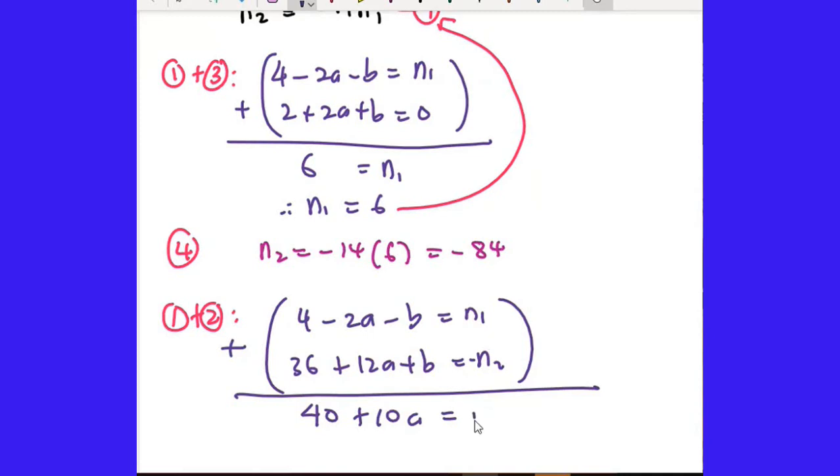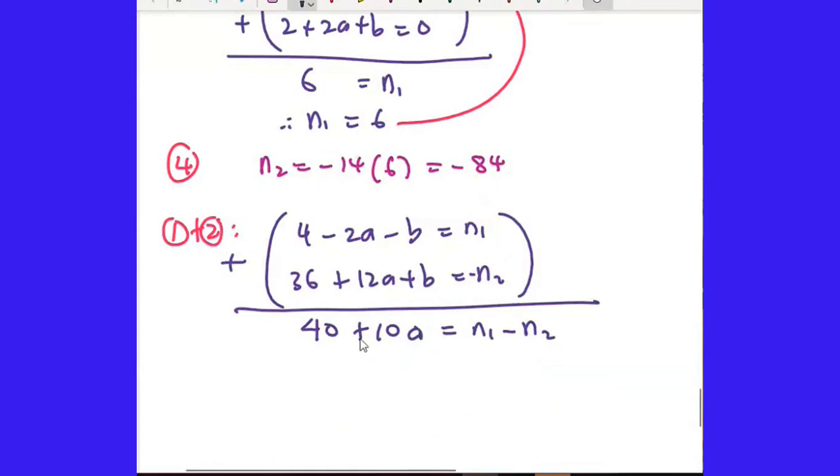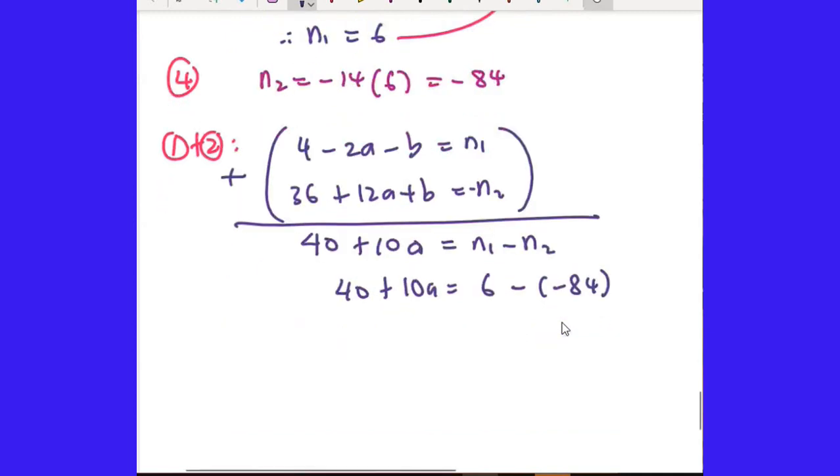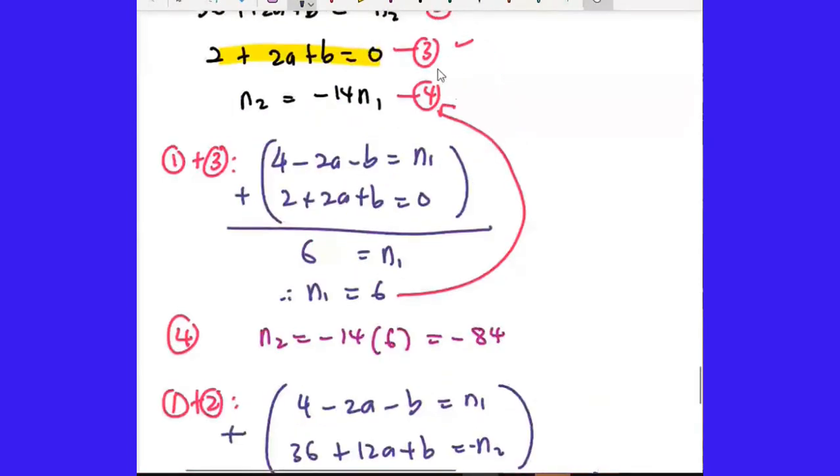So, N1 minus N2. Okay. And then, substitute. 40 plus 10A. N1 equals 6. N2 equals negative 84. Okay. Help me. Find 10A, this one plus 90, 90 minus 40. So therefore A is equal to 5? Correct. Okay. Then use equation 3, easy.